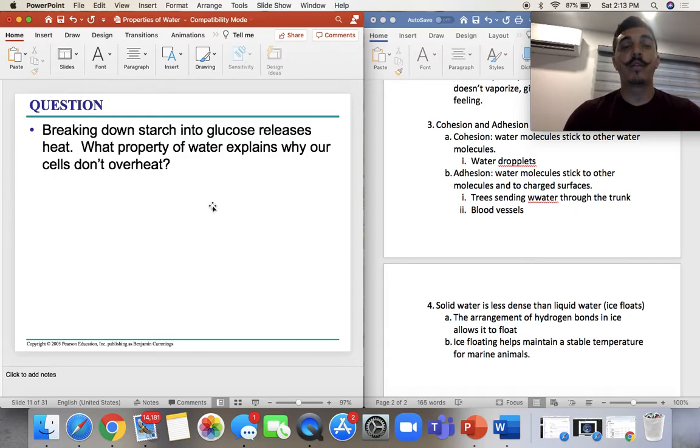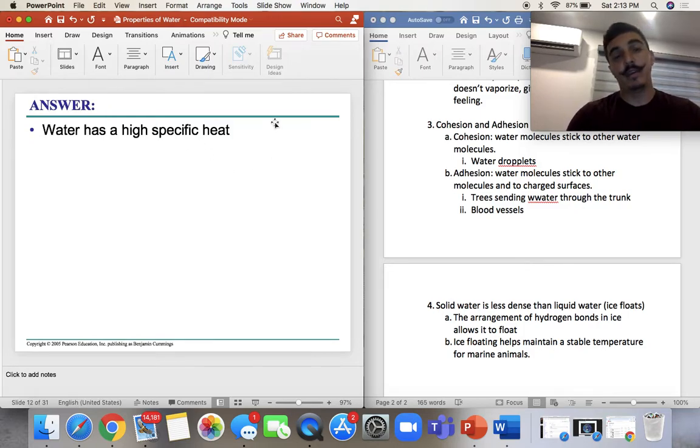What property of water explains why our cells don't overheat? So why won't they overheat even though we're releasing a lot of heat? I remember we got specific heat. The fact that water has a high specific heat allows our body to not overheat quickly. We need more and more reactions before we actually start changing our temperature.